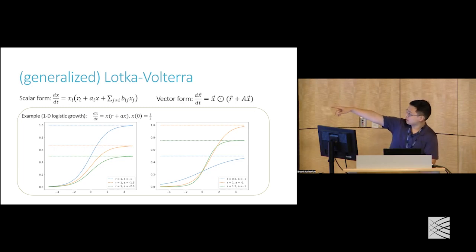This example is useful because it essentially resembles this vector form over here, which might be a little harder to recognize in that form. So if you haven't caught it already, in the matrix A on the right-hand side, the diagonals are the a sub i's, and the off-diagonal entries are the b sub ij's.